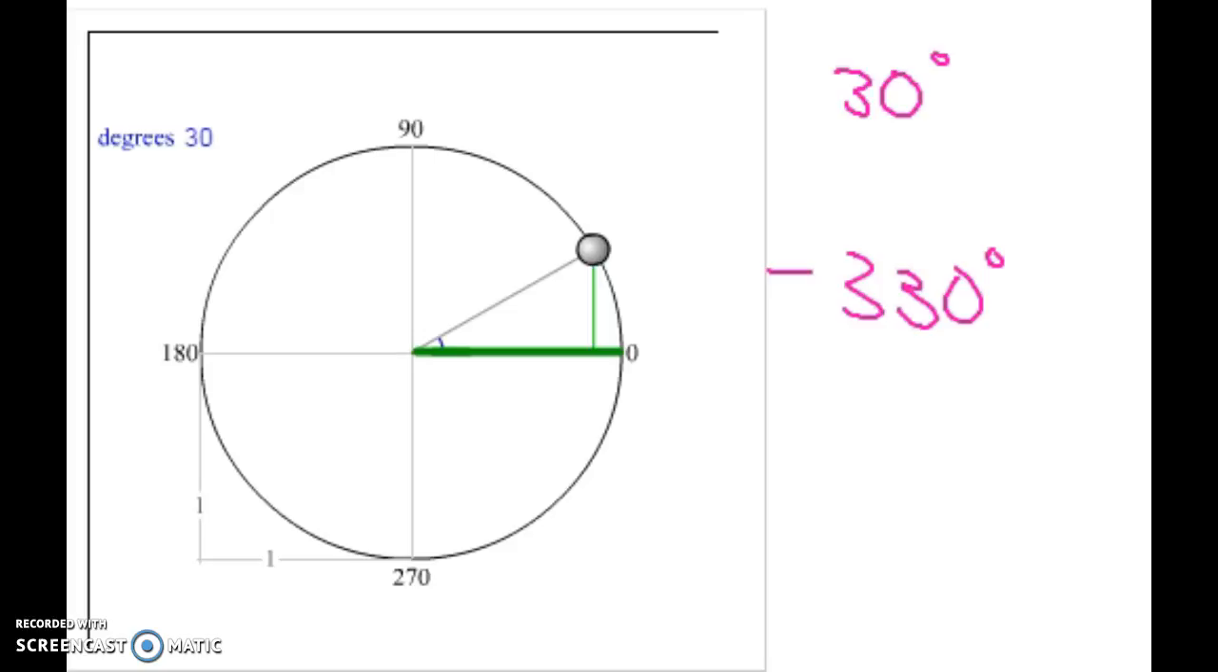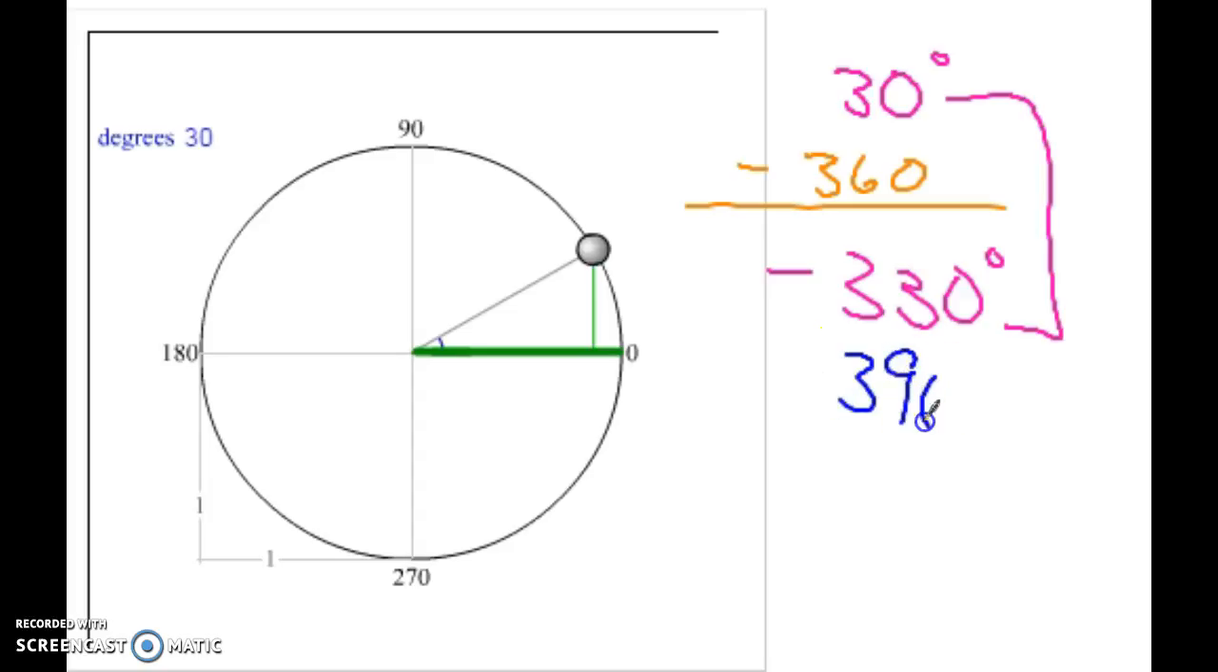Well, how did I get a negative 330? I subtracted 360, and notice what we get. So these two angles are coterminal angles. Negative 330 is a negative coterminal angle, and then what was the other one we had previously? 390. We end up at the same spot.